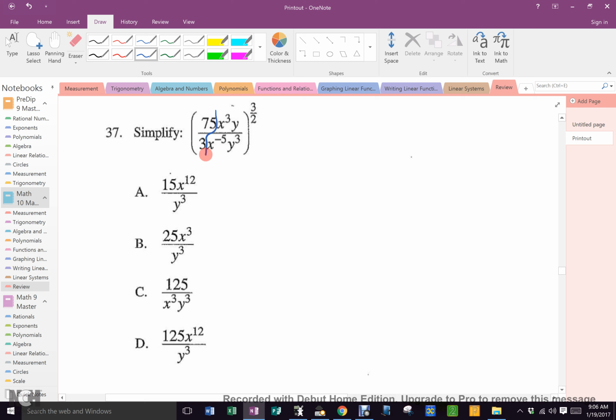What's that? 75 divided by 3, what is that? 25. What's that? 3 minus 5, right? Which is x to the positive 8, yeah? What's that? 1 minus 3, which is y to the negative 2, yeah? Is that a lot easier to deal with than that? I think so. Then all that is to the 3 halves. Now, radical it. With half as a denominator, what am I doing?